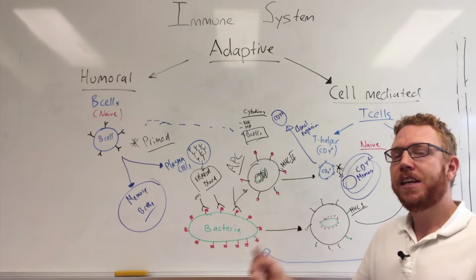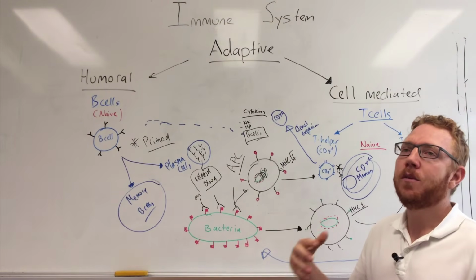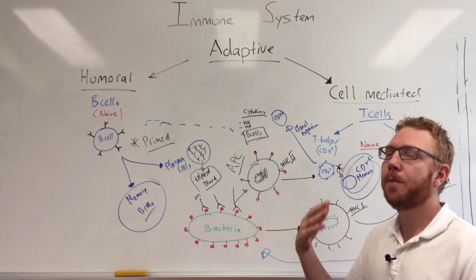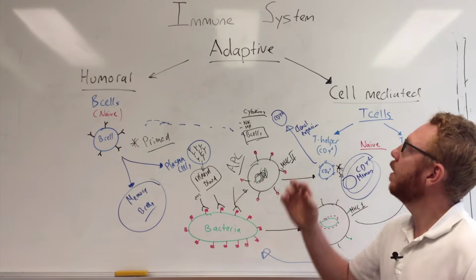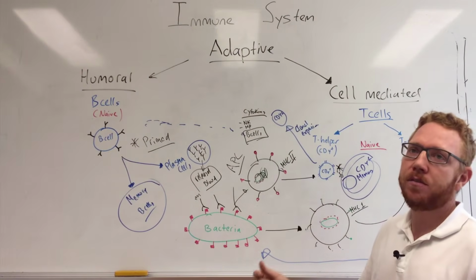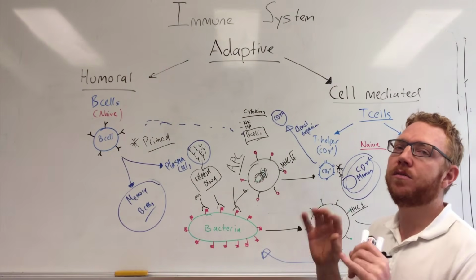So hopefully what you've seen in this video is what the immune system is, the different components, the two arms being the innate and the adaptive, and how it all works together to fight infection.